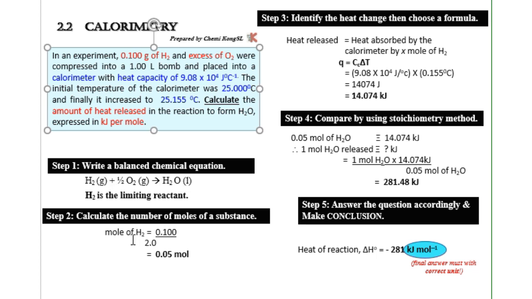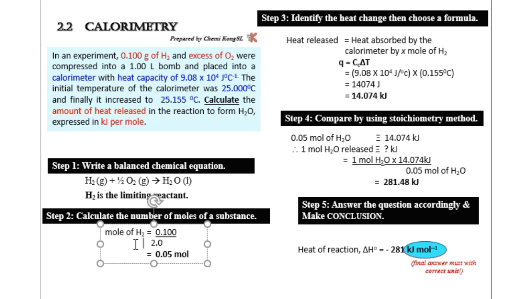So over here, I know the number of mole is equal to 0.05 mole over molar mass. And then the formula that I'm going to apply is heat released equal to heat absorbed by the calorimeter by X mole of hydrogen. So over here, I know already it's 0.05. Q equal to C delta T. So you calculate everything. Over here 0.05 mole of hydrogen will produce 14.074 kilojoule.